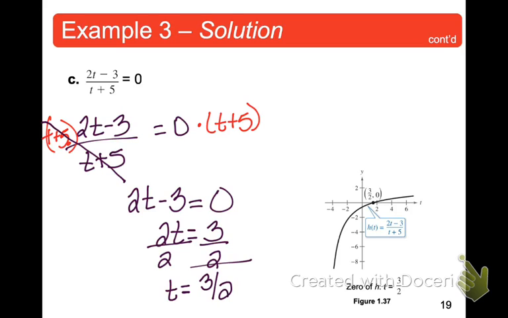So my 0 for this one is 3 over 2. It crosses the x-axis in between 1 and 2. Now, we aren't graphing just yet. I like to show you the graphs so you can be aware of them.